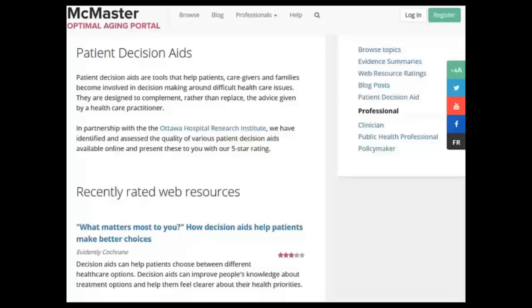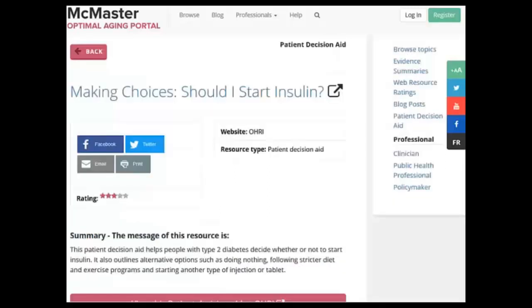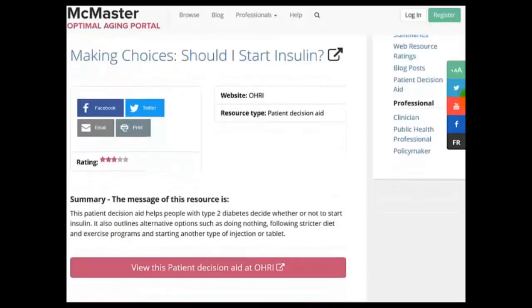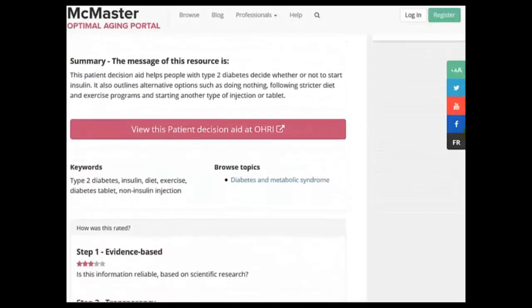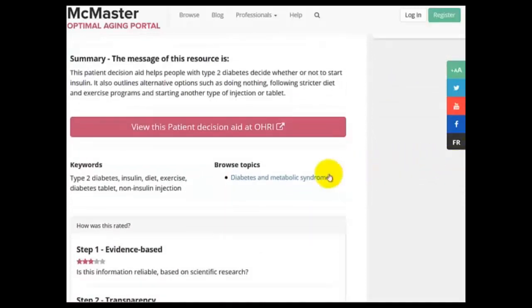The patient decision aids on the McMaster Optimal Aging portal are used to help patients quickly determine whether the resource is relevant to the choices they have to make and whether the information is high quality. Much like the web resource ratings we covered in the last module, the portal also ensures it's easy to browse or search for other resources on topics similar to those addressed in patient decision aids.